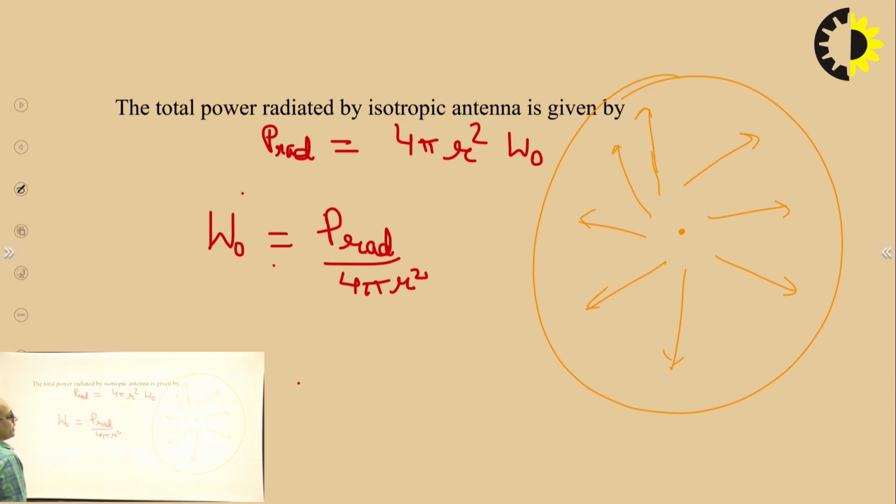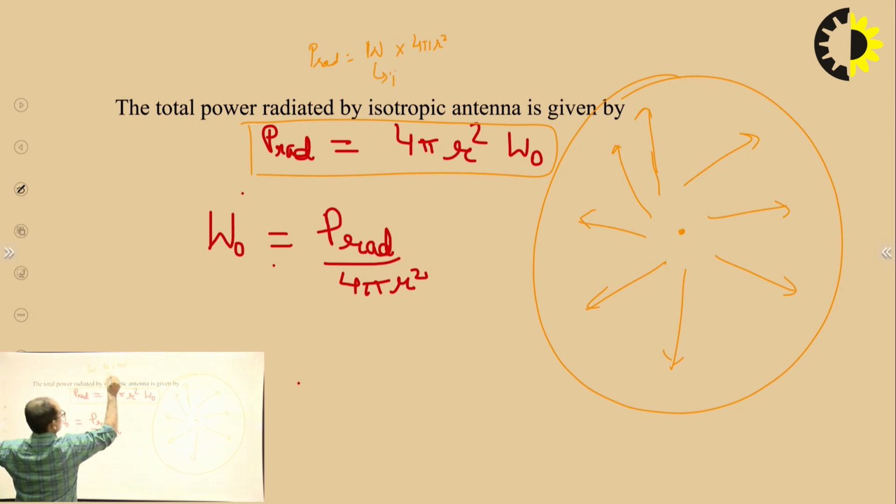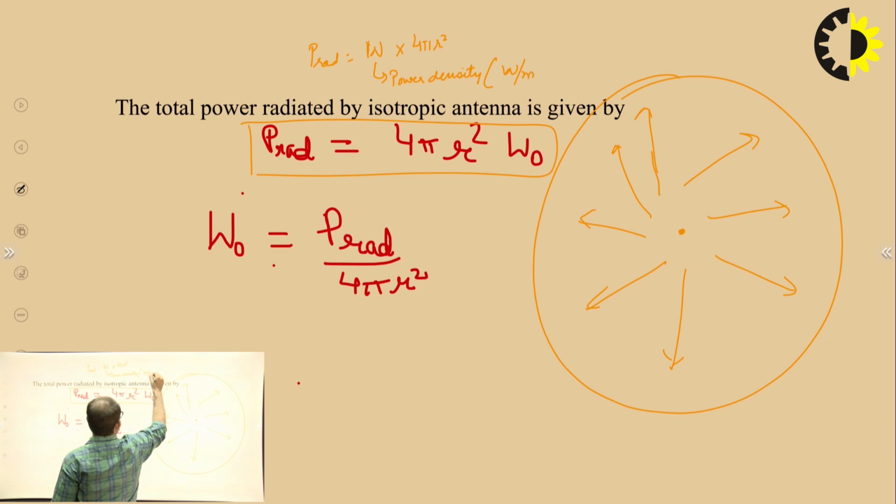So you will see that the total power radiated will be equal to what? The power density, that is W, multiplied by the whole area, which is 4 pi r square. So the power P radiated will be equal to 4 pi r square times W0, and this W is the power density, that is watt per meter square.